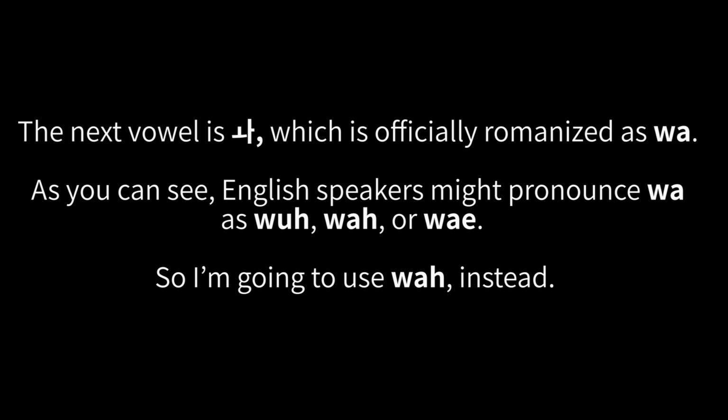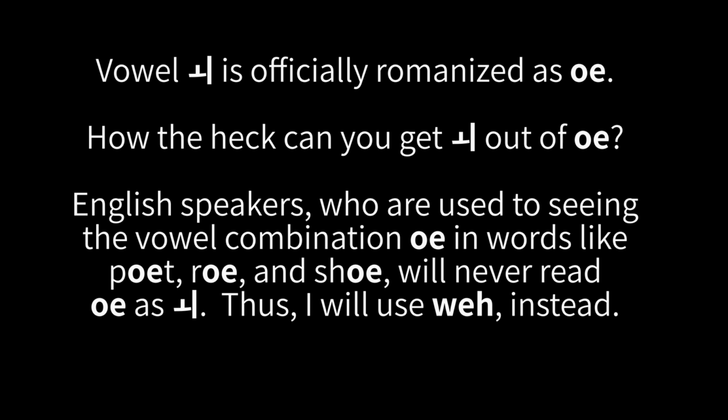The next vowel is wa, which is romanized as wa. As you can see, English speakers might pronounce wa as "wa", or "we". So I'm going to use wah, instead. Vowel we is officially romanized as oe.